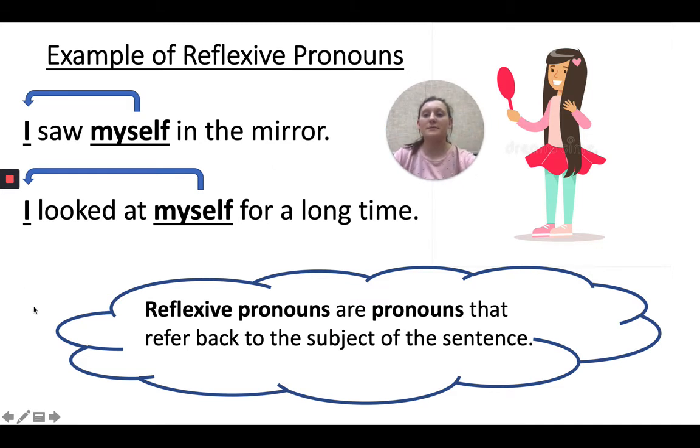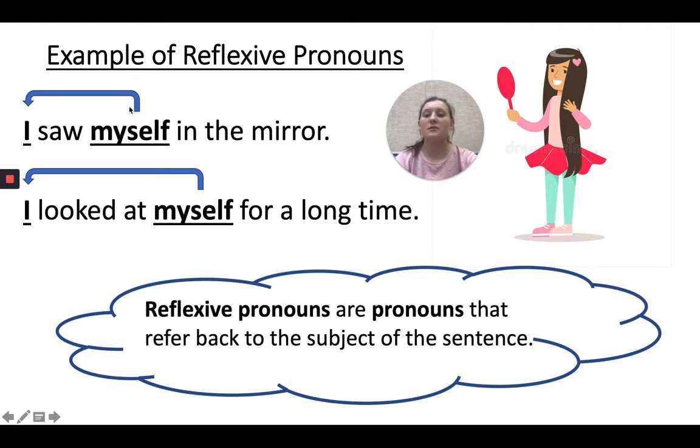So here are some examples of reflexive pronouns. We have the sentence, I saw myself in the mirror. And then we have another sentence, I looked at myself for a long time. In both sentences, we see the word I and we see the word myself. This is a reflexive pronoun because reflexive pronouns are pronouns that refer back to the subject of the sentence.